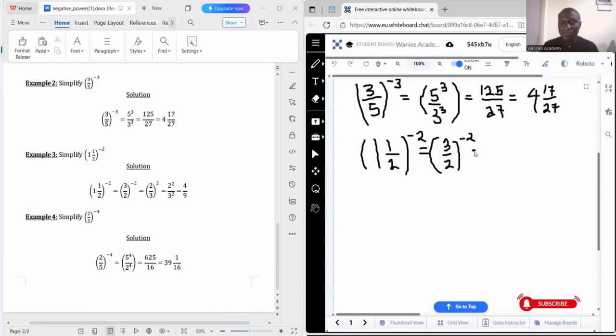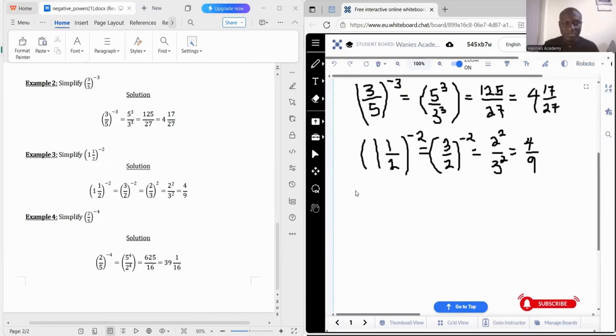Now, the reciprocal of that will be 2 over 3, which now takes the positive power of 2 in the numerator and 2 in the denominator. 2 raised to the power 2 is 4, over 3 raised to the power 2 is 9. Therefore, 1 whole number 1 over 2 raised to the power negative 2 is equal to 4 over 9.